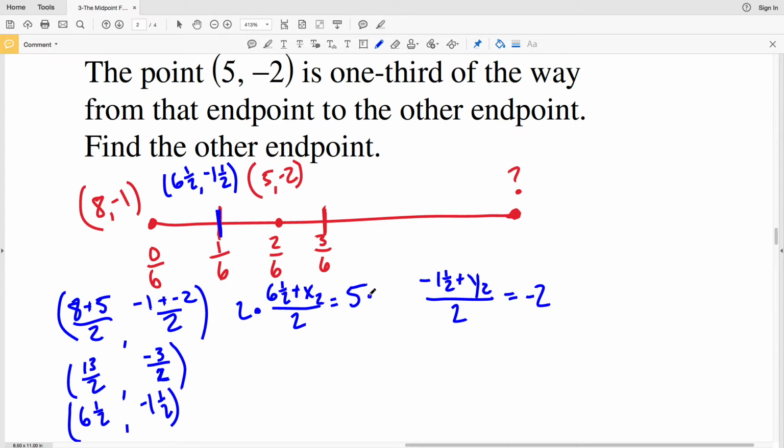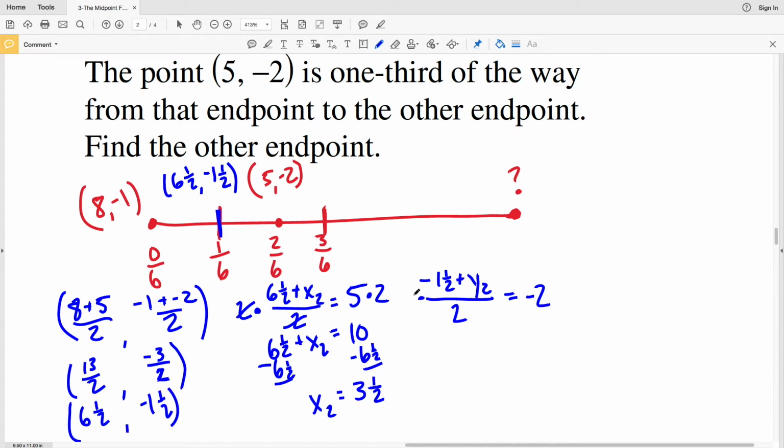Multiplying both sides by 2, my 2's will cancel out, so I'll have 6 1/2 plus x sub 2 equals 10. Subtract 6 1/2 from both sides to get that x sub 2 is equal to 3 1/2.